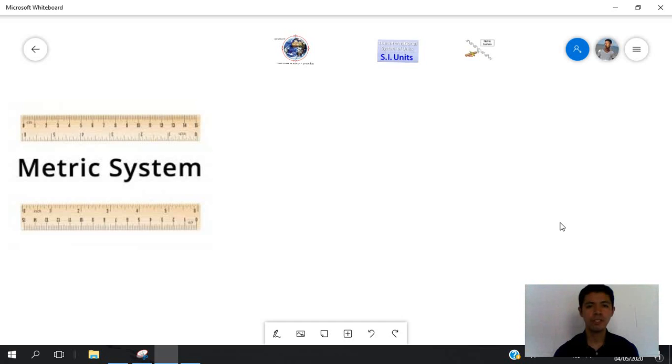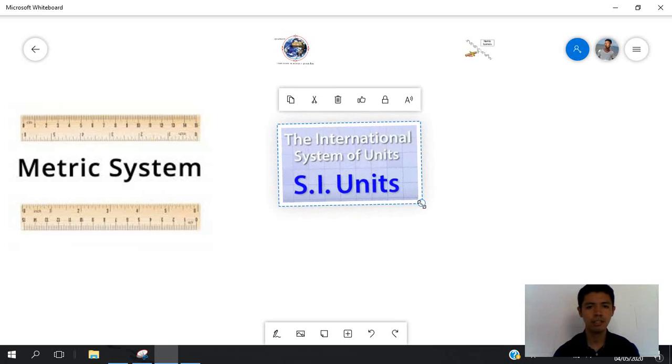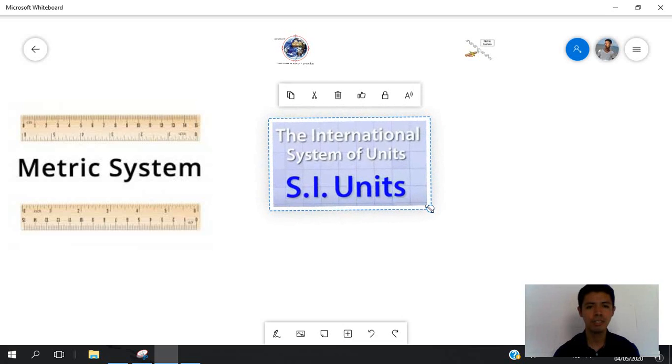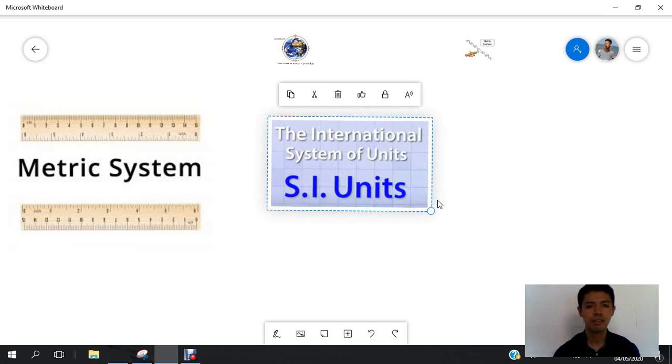Welcome to our first video on lesson number 6. Today we're going to talk about the most popular system of units used around the world. That is the metric system. This is also called, as you can see here, the International System of Units, or SI units. But it's also called the metric system.